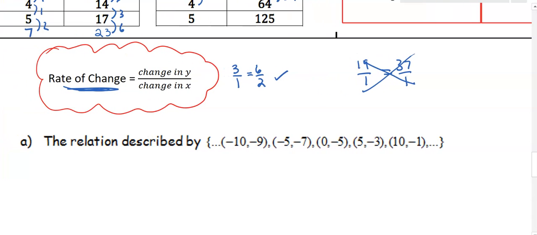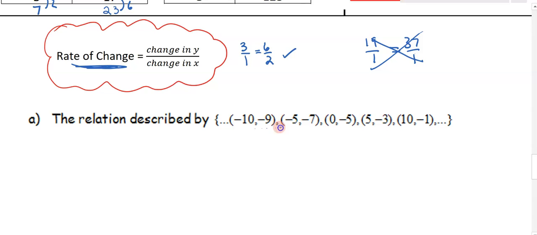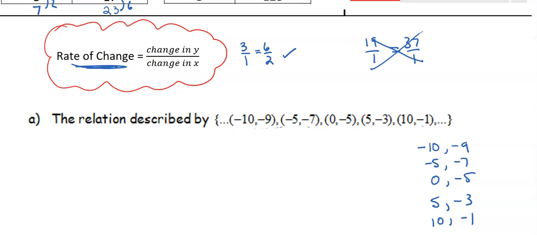So let's go through some questions. How can I tell if a relationship is linear or not? So if I gave you all of these ordered pairs, how can I tell if it's linear? Well, remember, ordered pairs are really the same thing as a table of values. So if I create a table of values out of these ordered pairs, I can look at my rate of change. It's easier to see when I line them up. So let's line them up. Let's see what happens with my rate of change.